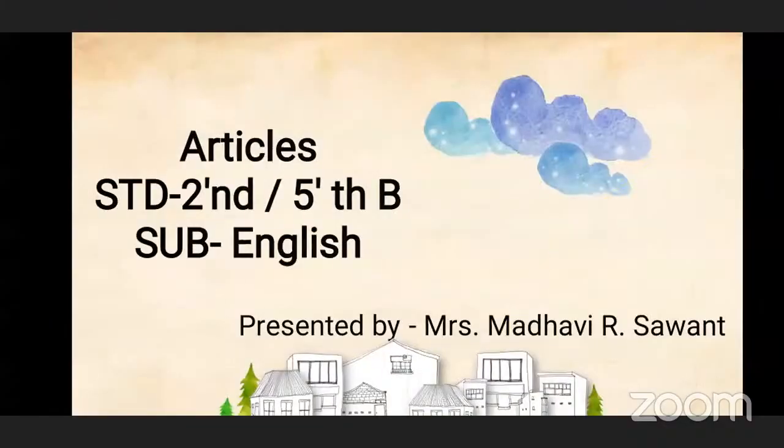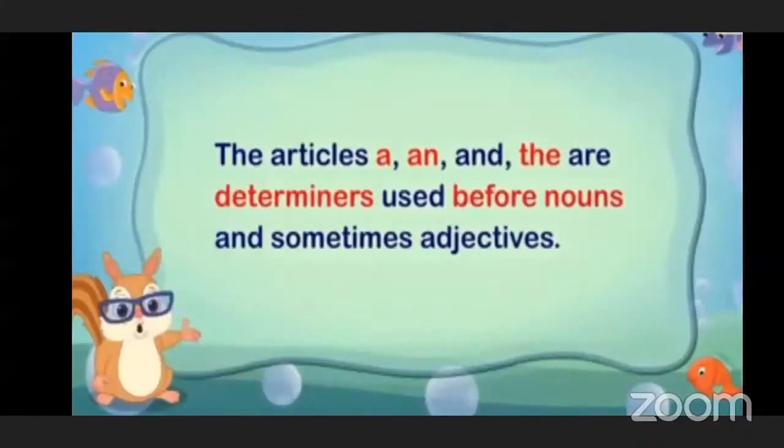Now, articles. What are articles? The articles a, an and the are determiners, used before nouns and sometimes adjectives. Have you understood? The things we were shown: an apple, a jeep, an ox, the sun. These are nouns, and before nouns we use an article.